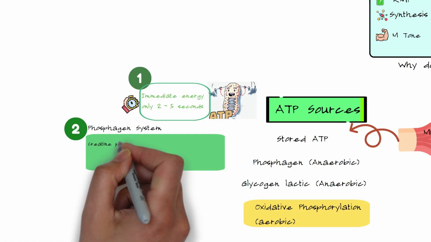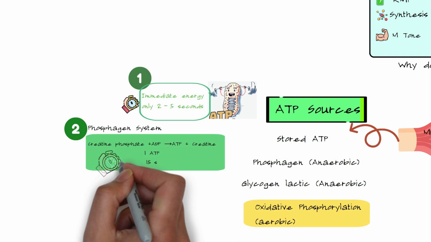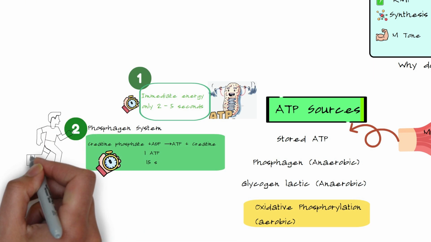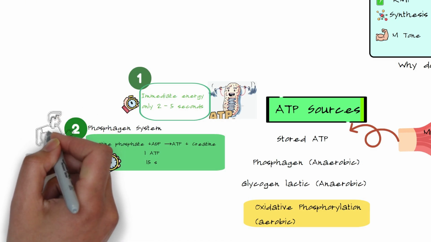It needs no oxygen. It depends on creatine phosphate reacting with ADP to produce ATP and creatine, and it supplies power for 15 seconds, so it's perfect for a 100-meter run.